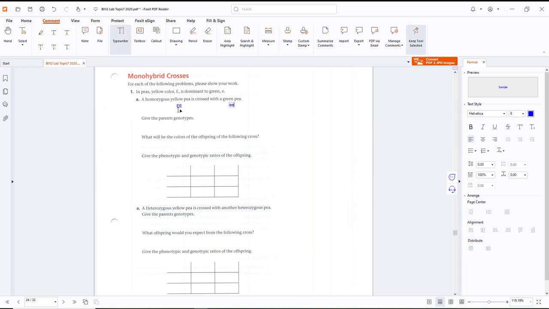Okay, so we need to set up the Punnett square. So this one's already a little different. So we're going to put one of the genotypes up here. So there's big E, and then this guy I'm going to put on the side, little e. I'm going to bring these down, big E. This one goes down as well, big E. And then this one I'm going to bring across, little e.